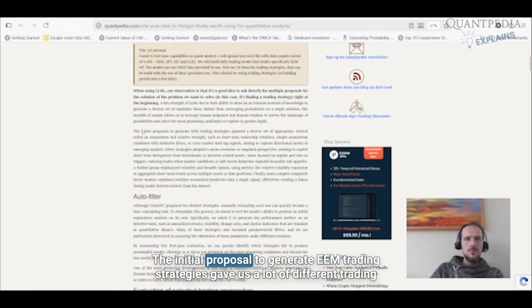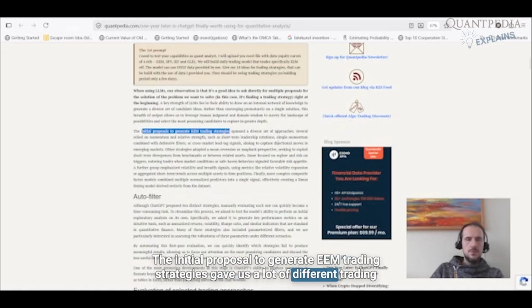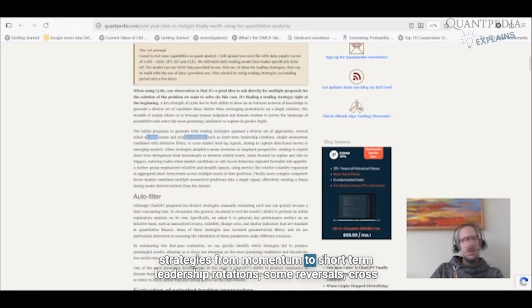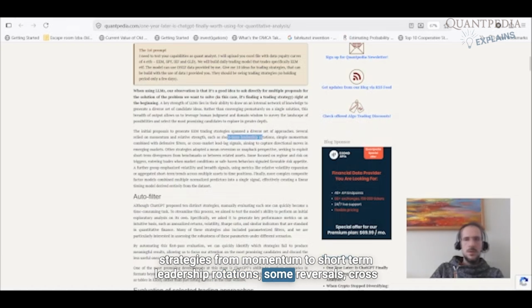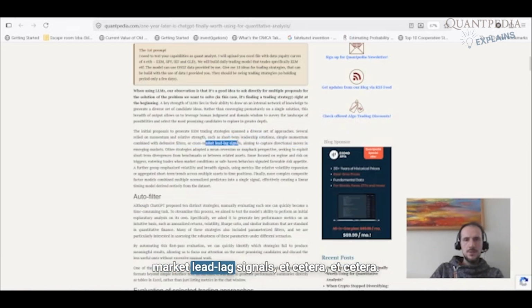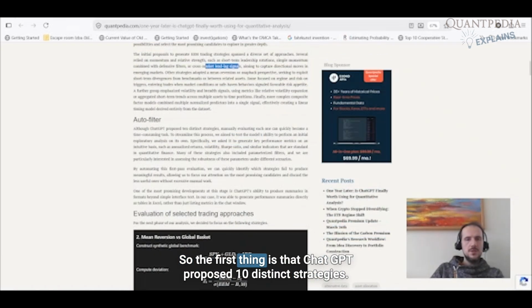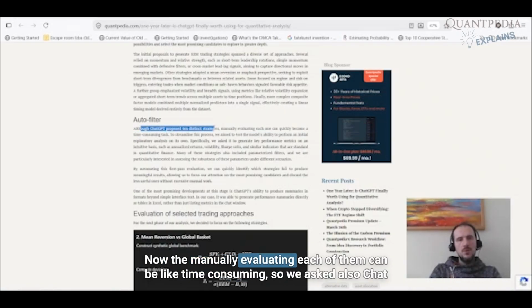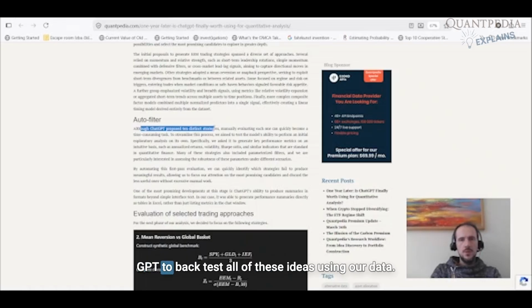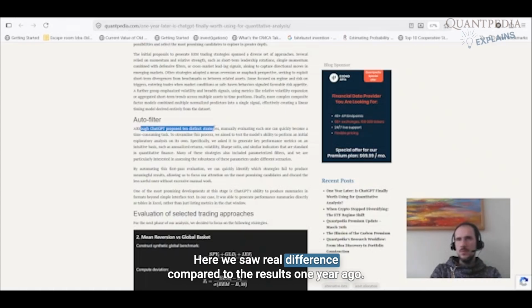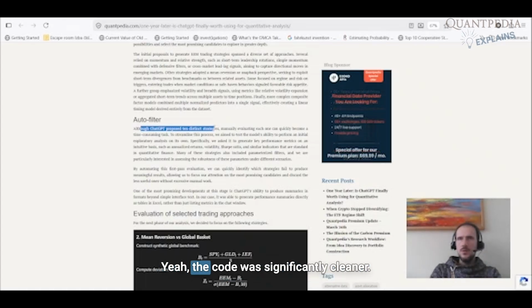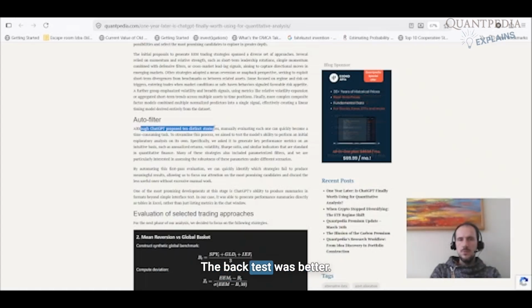The initial proposal to generate EEM trading strategies gave us a lot of different trading strategies, from momentum to short-term leadership rotations, some reversals, cross-market lead-lag signals, etc. So the first thing is that ChatGPT proposed 10 distinct strategies. Now, manually evaluating each of them can be time consuming, so we also asked ChatGPT to backtest all of these ideas using our data. Here we saw a real difference compared to the results 1 year ago. The code was significantly cleaner, and the backtest was better.